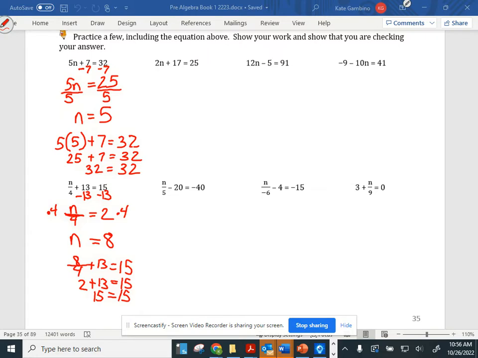For problems like this, you need to do this separately. You need to put the n over 4 and divide by 4. You need to multiply the 4 by 4 and plus 2 times 4.